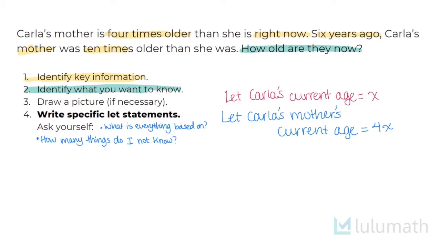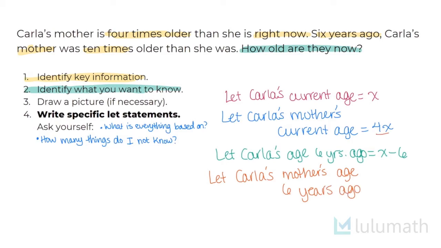Now, not only do I not know Carla's current age, I also don't know what her age was 6 years ago. And we're talking about 6 years ago here. So I can say, let Carla's age 6 years ago. And if it's 6 years ago, then we take her current age and we just subtract 6 from that because 6 years ago is just minus 6 from now. And let's also write a let statement for Carla's mother's age 6 years ago.